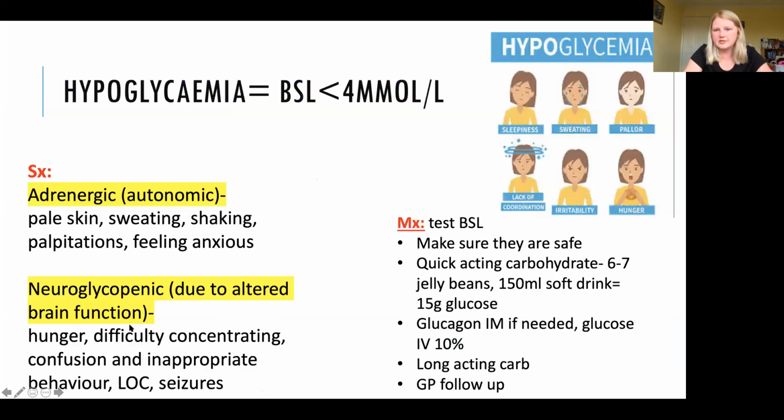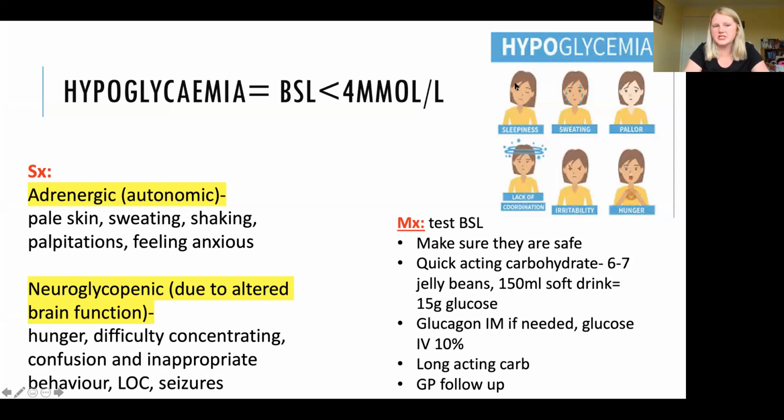In terms of hypoglycemia, it's normally when a BSL is under 4. We can see symptoms split into adrenergic and neuroglycopenic symptoms, which basically just mean the autonomic symptoms and the brain's response to having low sugar. In terms of autonomic symptoms, we can see pale skin, sweating, shaking, feeling anxious and palpitations. In terms of the effects on the brain, you would expect that you'd be less able to concentrate, you'd feel hungry, you'd become confused and start acting unusually.